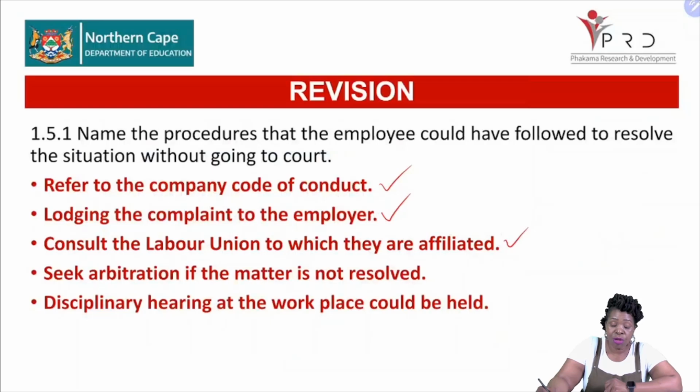And then they can also seek arbitration if the matter is not resolved, right? And then also disciplinary hearing at work could be held. I'm sure there was somebody else they could communicate with, that is their immediate supervisor, who could carry out a disciplinary hearing instead of going to court. So those are our answers for 1.5.1. Right, let's move on to the next question.